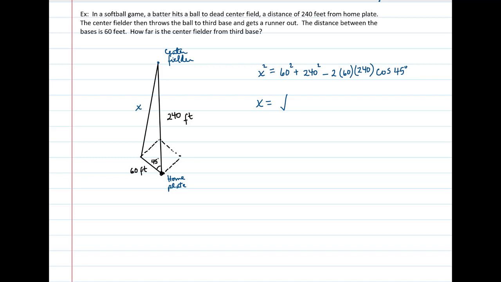Just like before, we need to find x here. That's what the problem is asking. So we just take the square root on both sides to solve for x, and x is going to be equal to the square root of all that. Putting this in the calculator, we get that x is approximately 202.08. This will be feet. That is how far the center fielder is from third base.